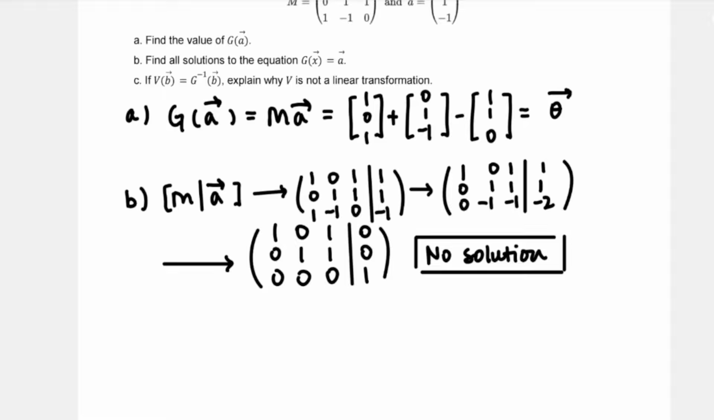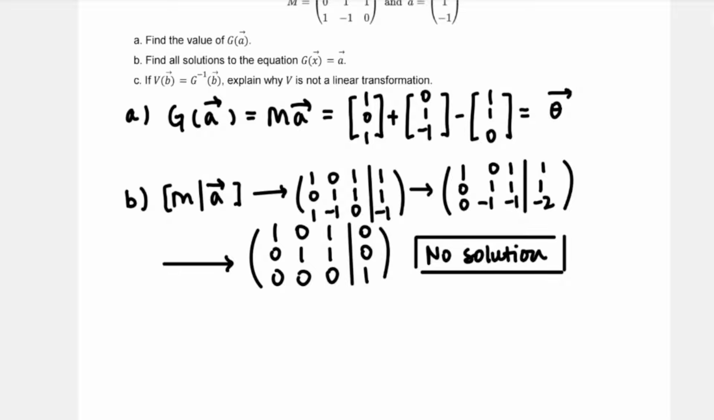And if v of b is like the inverse function for g, or is the inverse, explain why v is not a linear transformation. I think there's probably a variety of explanations that would work for this, and I think you should try to think of one on your own. But one that I'll give you right now is that it's not a function.